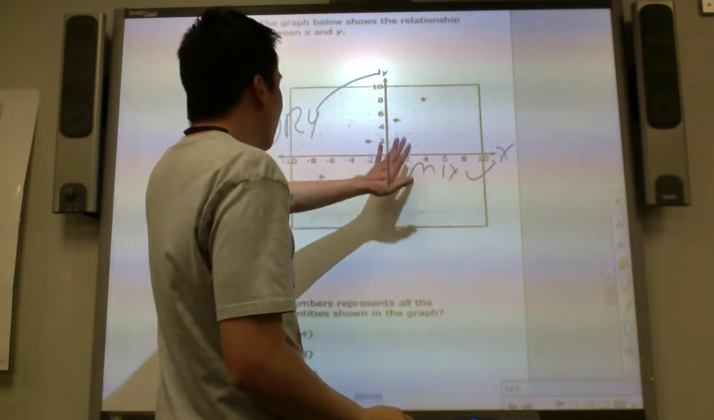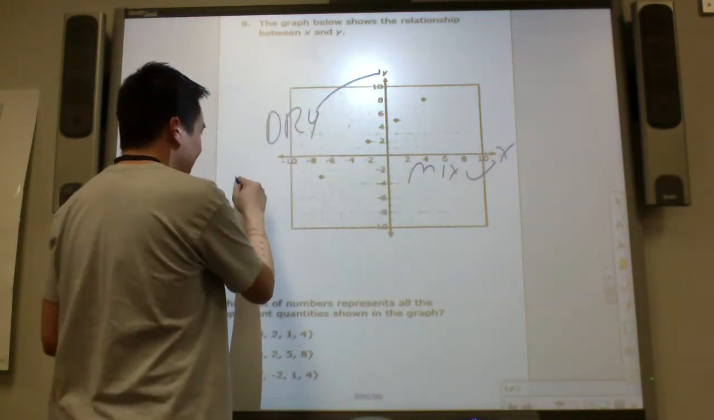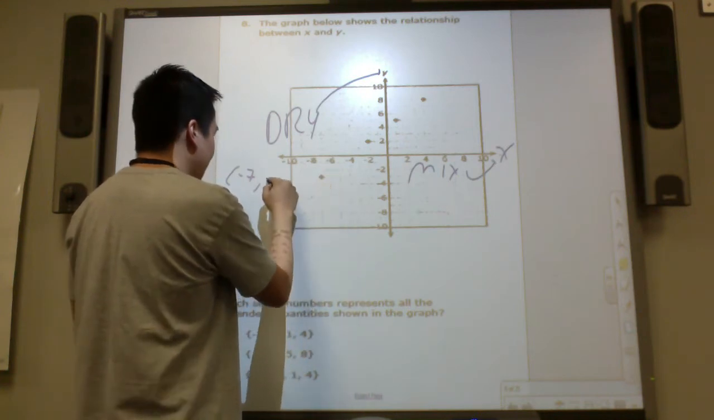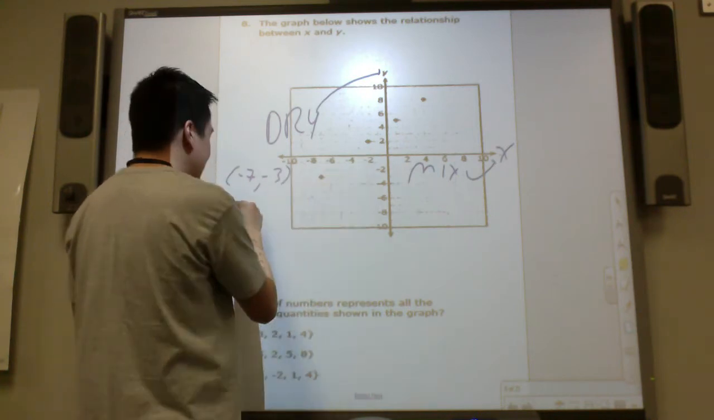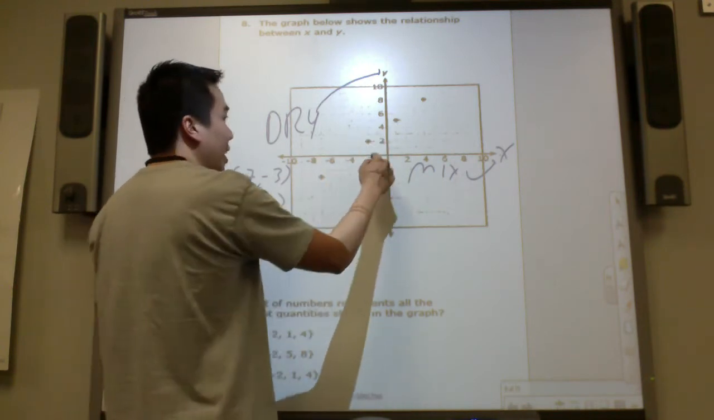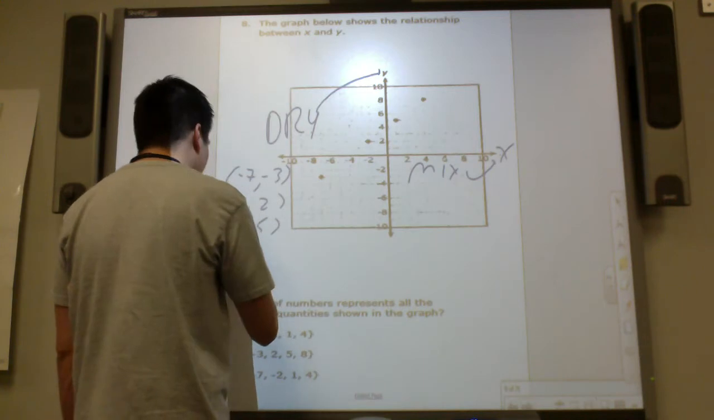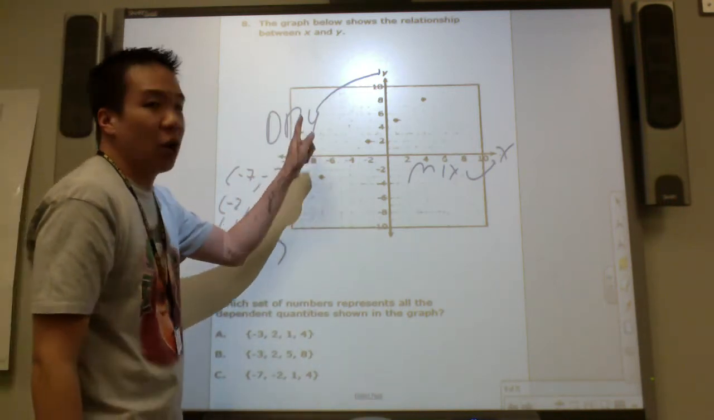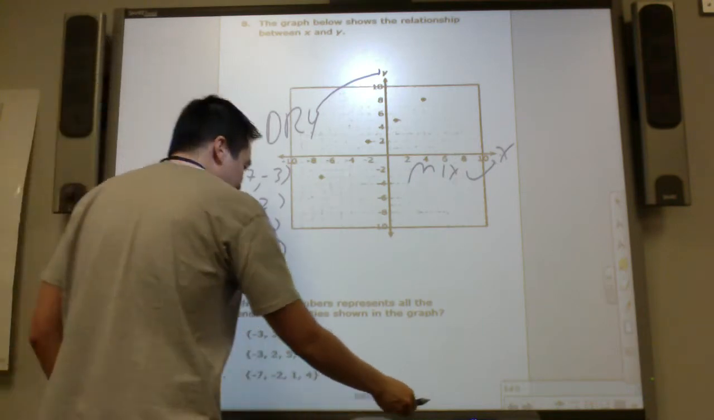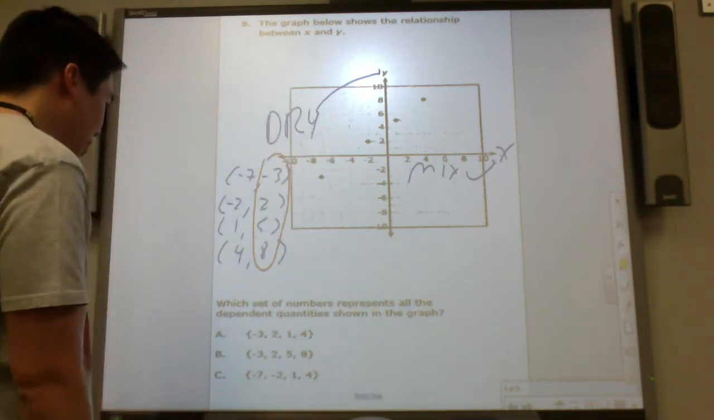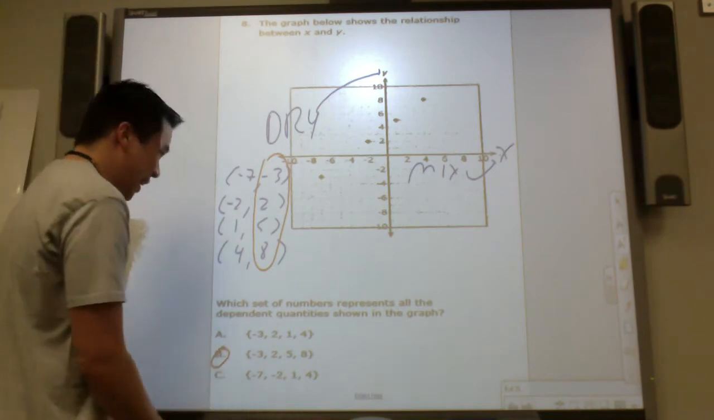So let's find all the points here. This point is -7, -3. This is -2, 2. This one is 1, 5. And this one is 4, 8. So dependent is the y-axis. So the dependent are all of these numbers right here. So -3, 2, 5. B is the answer.